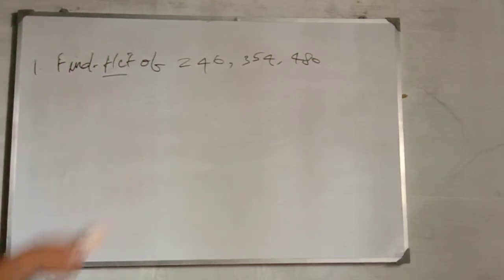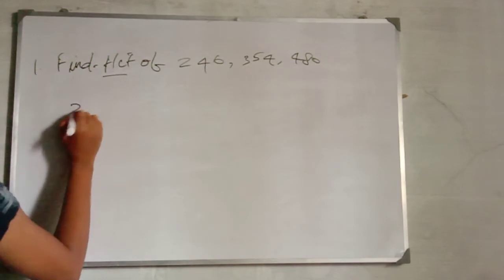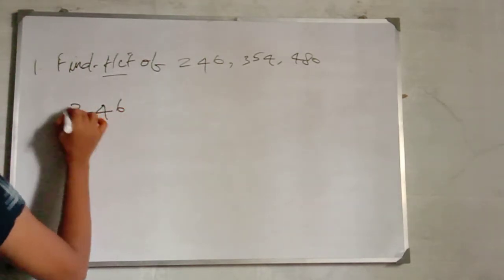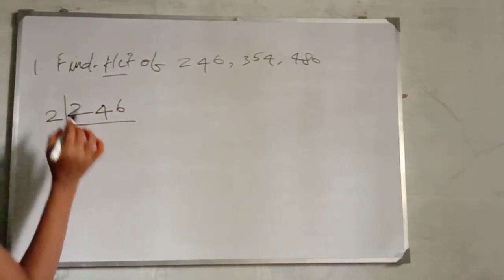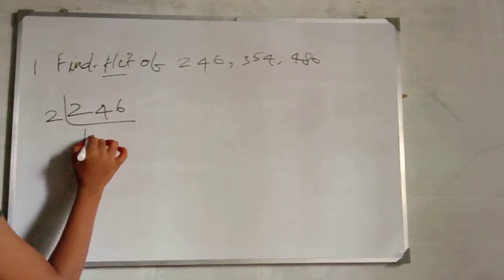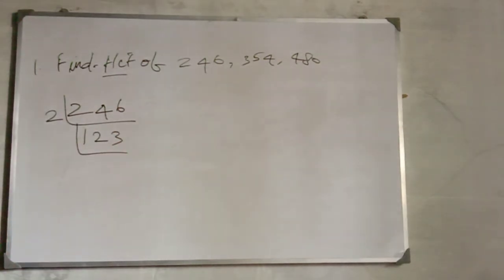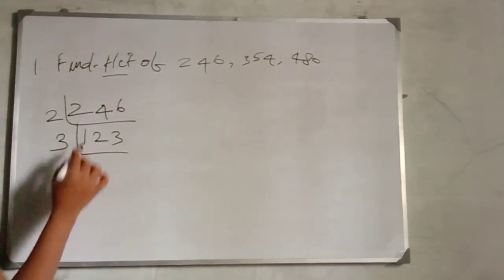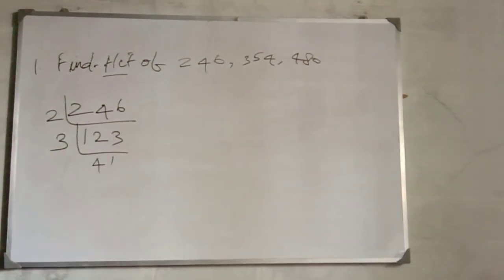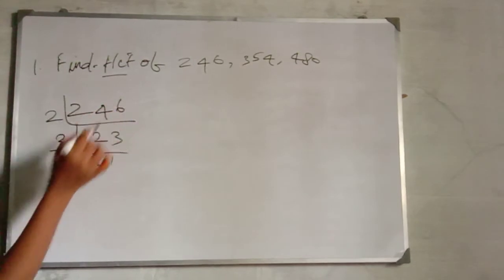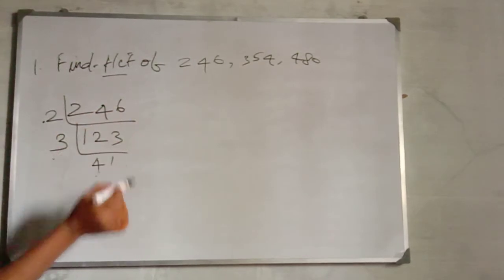Now we solve the question. We will take L division for 246. Let's see. 2 table: 1 2 is 2, 2 2s are 4 and 3 2s are 6. Now again, 3 table: 4 3s are 12, 1 3 is 3. So the factors of 246 are 2, 3 and 41.